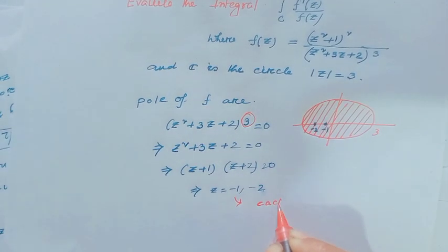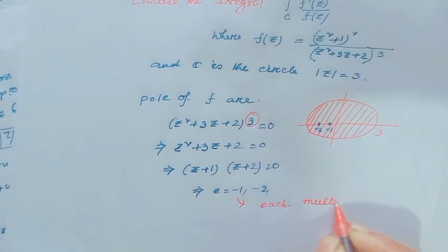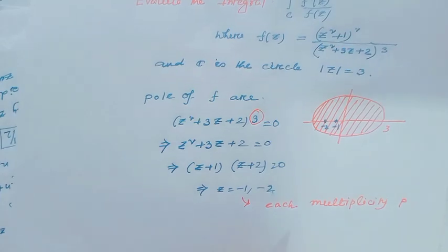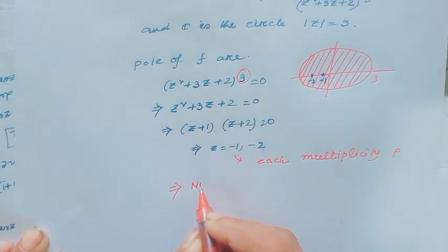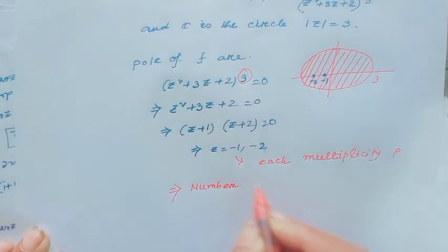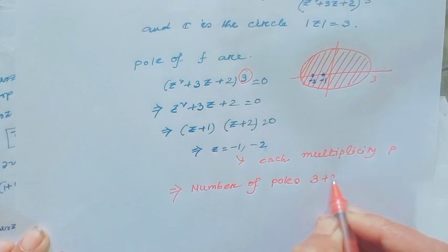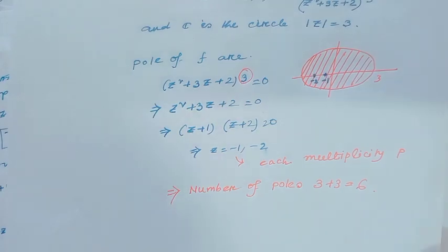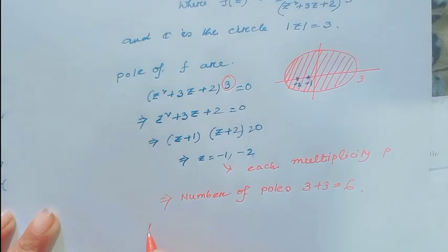Each pole has multiplicity 3. That means the number of poles equals 3 plus 3 equals 6. I hope all my viewers have understood the number of poles. Then we have to find the number of zeros.